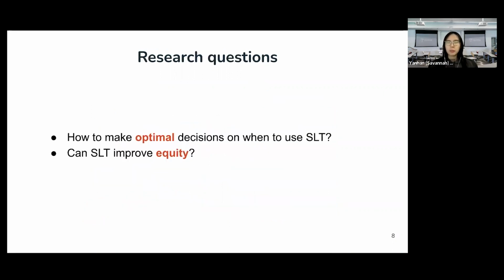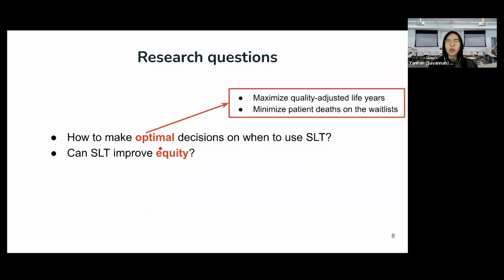Questions we study in this paper. First, how to make optimal decisions on when to use SLT. When I'm talking about optimal decisions, I'm referring to some well-established transplant objectives, such as maximizing quality-adjusted life years, improving outcomes, and minimizing patient deaths while on the wait list, reducing wait list deaths, and reducing wait times.